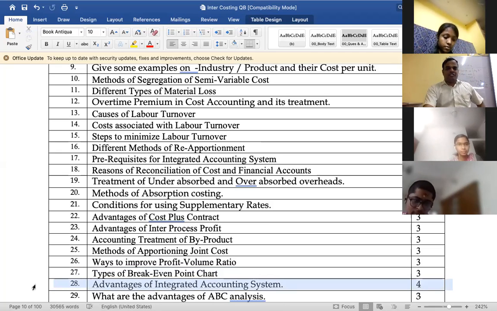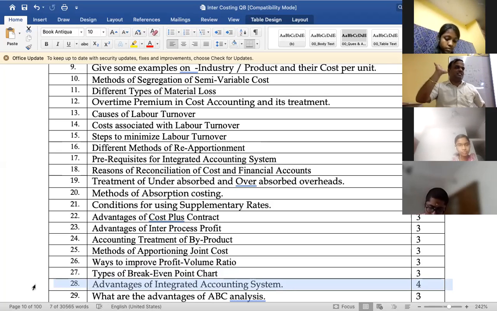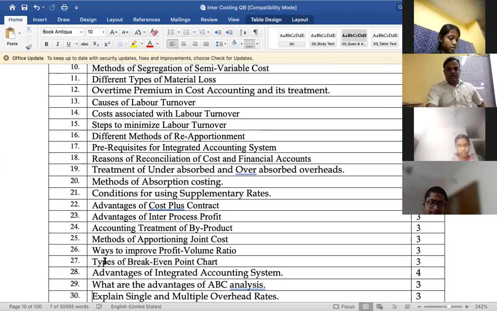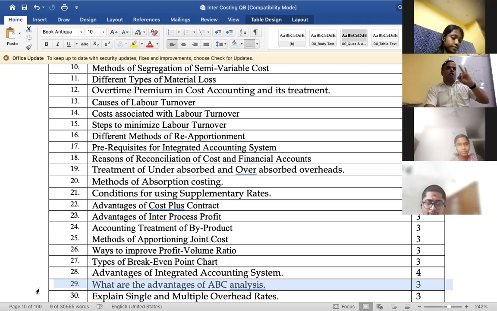Advantages of integral accounting system: integration, low cost, time saving. Redundancy of entry and repetition can be avoided, only one profit, no need for any reconciliation. Then advantages of ABC analysis: direct overhead, high integration, controlled by exception, smooth flow.